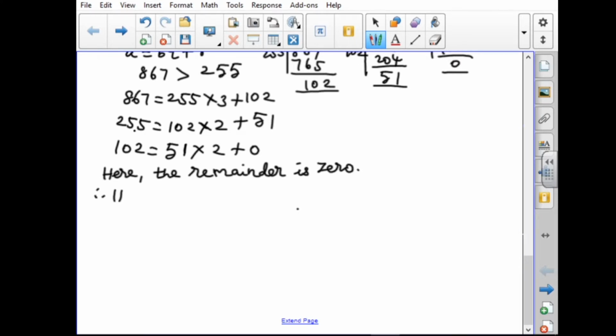Therefore, HCF of, what are our numbers, the given numbers 867 and 255, is the divisor, what? 51. That's all, the second sum.